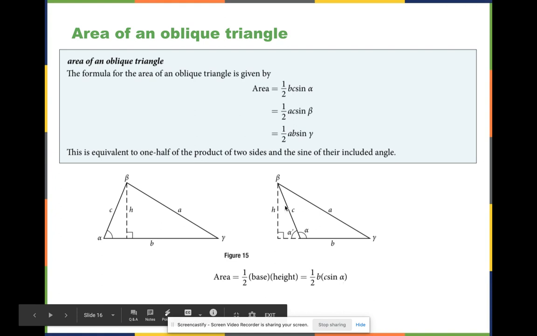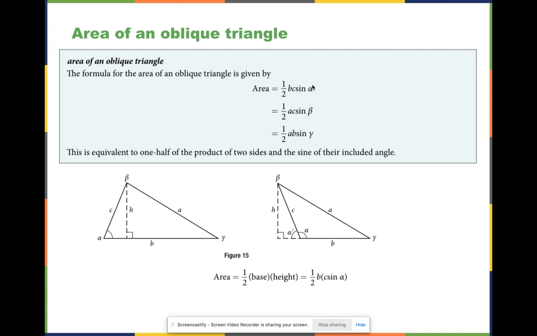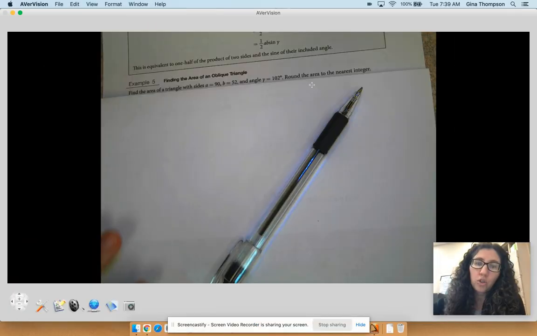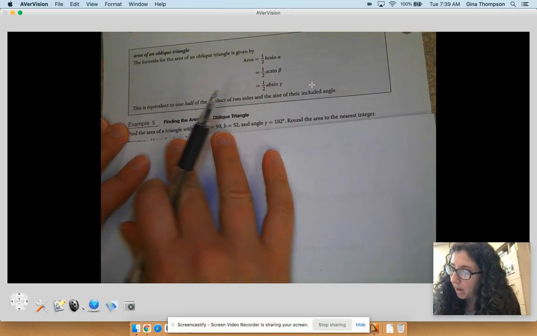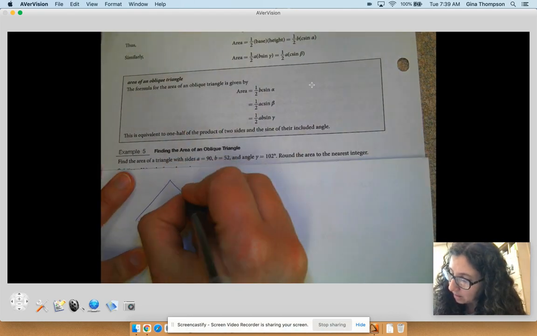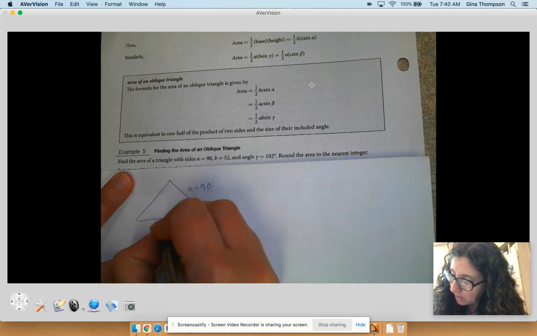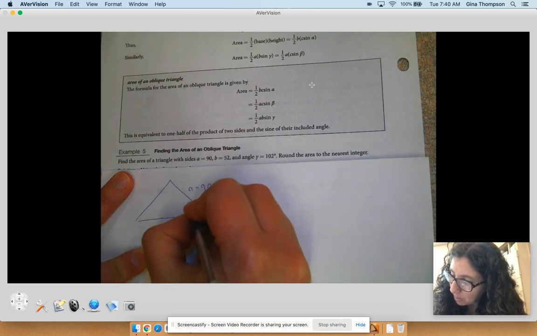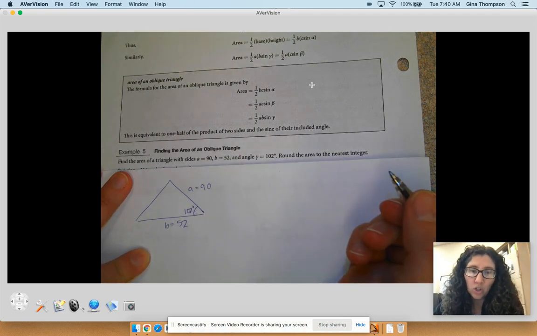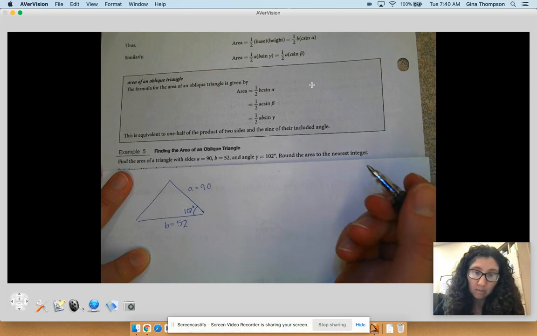Okay, so if we know two sides, B and C, and an angle in between them, we can use this equation, right? Or any of these three equations. It's the two sides times the sine of the angle in between them. So let's just do an example. Find the area of a triangle with sides A is 90, B is 52, and angle gamma is between them. This is 102 degrees.